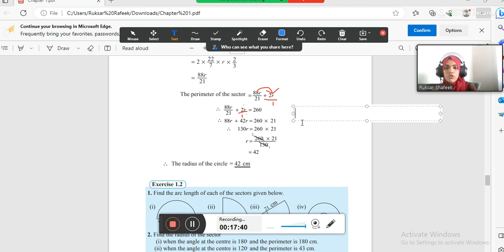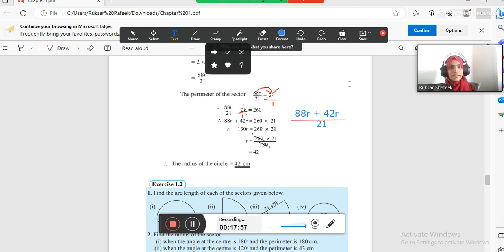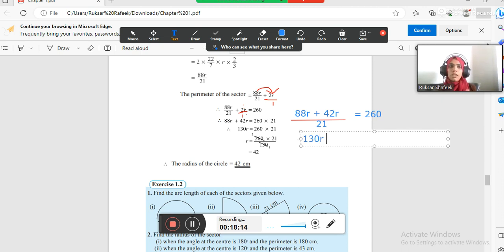So now the equation changes to 88r plus 42r, and you have a common denominator, which is 21, because you found the LCM. So this is what you have over here, which is equal to 260. Right? That's according to the question that they've given. Now we can add 88r and 42r because they have a common denominator. There's no problem in adding them together. So that becomes 130r over 21, and we take the 21 to the other side and multiply. So 130r is equal to 260 multiplied by 21. 130r means 130 multiplied by r, so we can divide it. R equals 260 times 21 divided by 130.